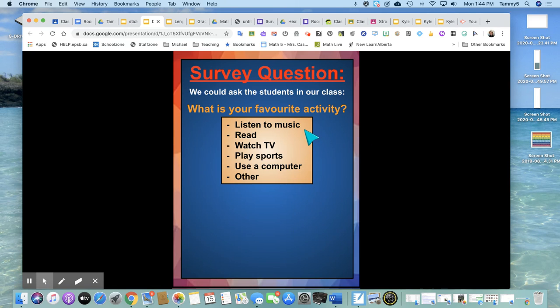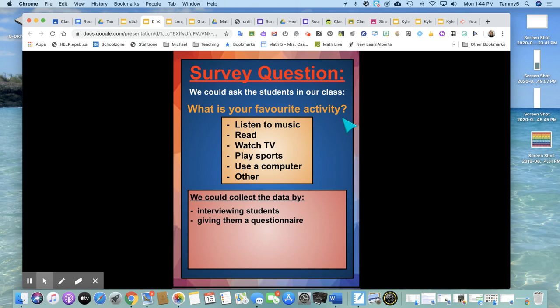We could say, do you like to listen to music? Do you like to read, watch TV, play sports, use a computer? Or is there something that falls under the other category that is your favorite activity?